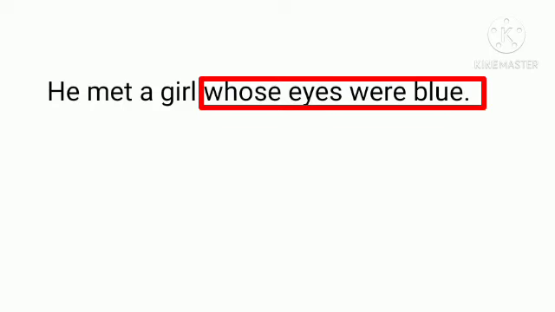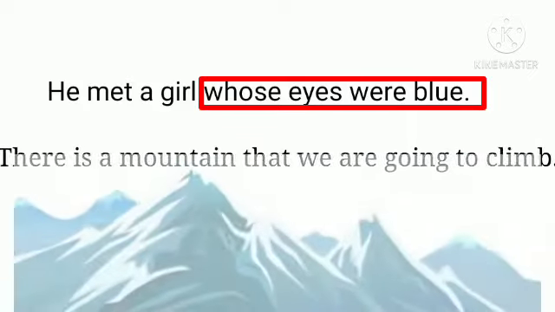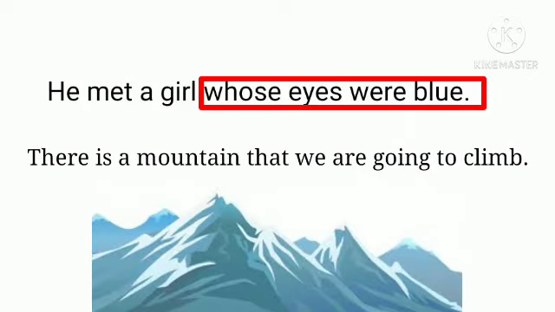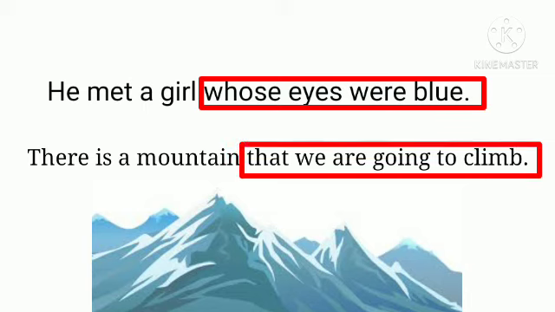Let us see a few more examples. There is a mountain that we are going to climb. Here, that we are going to climb is an adjective clause as it is describing a noun, mountain. So children, always remember, adjective clauses almost always come right after the nouns they modify.